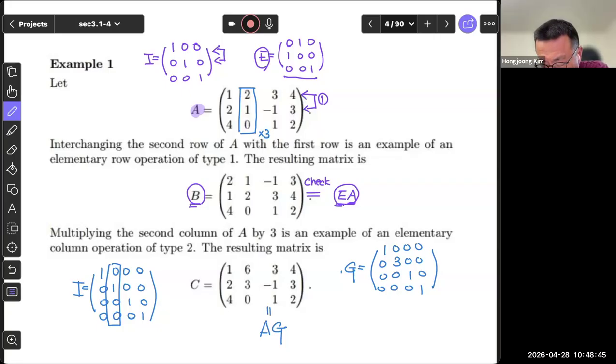Okay, so here C is obtained in two ways. First, by multiplying 3 to the second column of A matrix. Or you can derive the corresponding elementary matrix G, and then if you multiply G to A from the right, then you get C matrix.